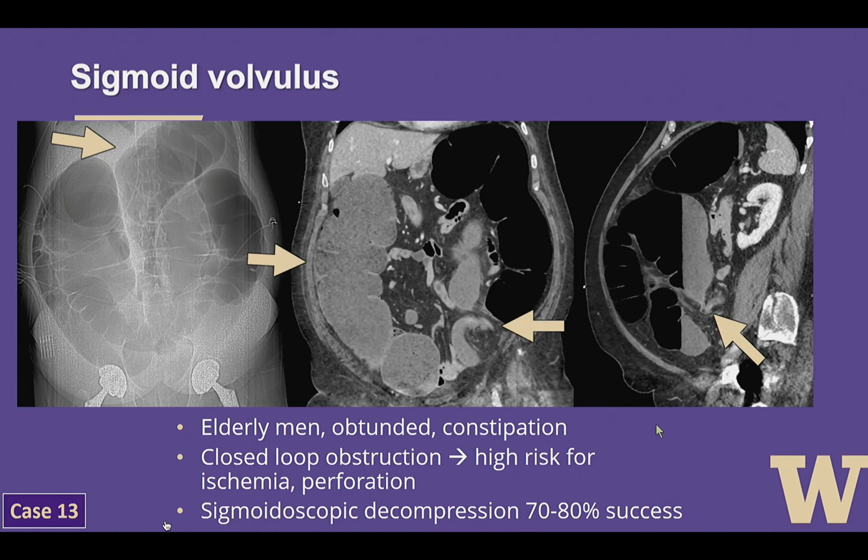This classically affects elderly men who are obtunded or constipated, usually from either a long hospital admission or in a long-term care facility. These are high-risk obstructions also because they're closed loop, high risk for ischemia and bowel perforation, and the usual management is endoscopic decompression.